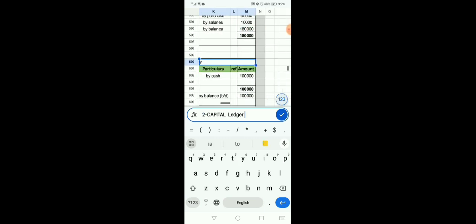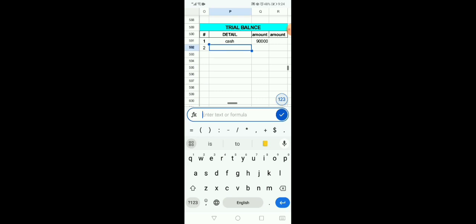In this way, the first ledger is recorded in the trial balance. Now see the second ledger. What is the name of the second ledger? You can see over here, it's capital. Write down its name, capital, over here.